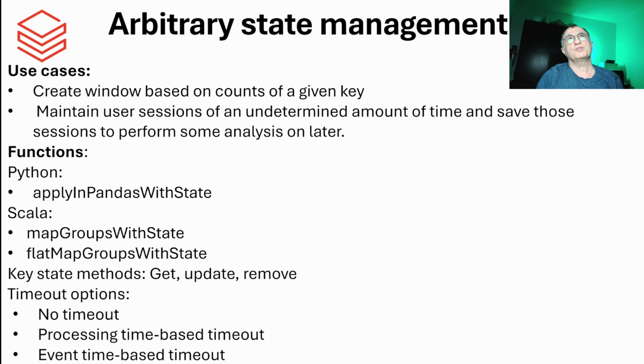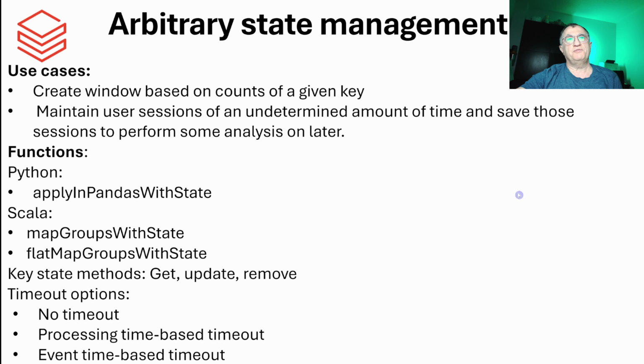So for example, you could create windows based on counts of a given key rather than specifying some fixed window length. So in terms of actual implementation of arbitrary state management, up until recent times, you could only do that within Scala. So there are two functions for that, mapGroupsWithState and flatMapGroupsWithState. And recently, Databricks added support in Python for arbitrary state management. You can do it using the applyInPandasWithState function, which we'll be exploring shortly.